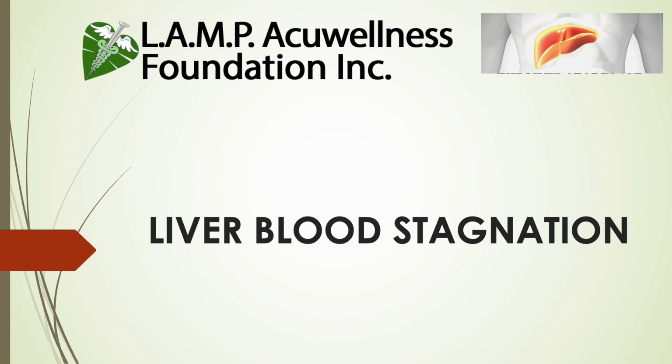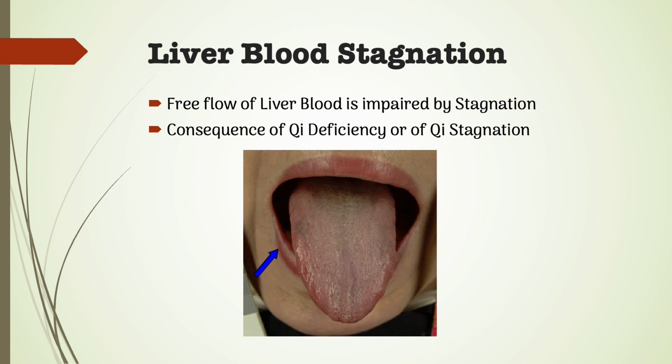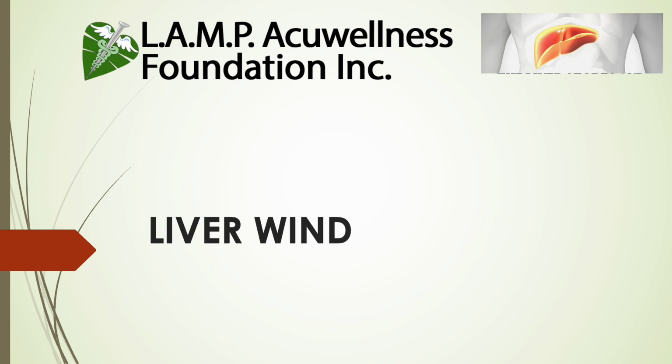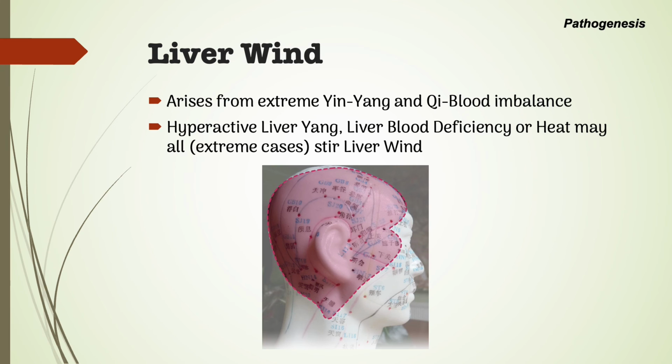Liver blood stagnation. Free flow of liver blood is impaired by stagnation. It is the consequence of qi deficiency or of qi stagnation. Cardinal symptoms: feeling of oppression in the abdomen, dysmenorrhea, dark clotted menstrual blood, stabbing local fixed pain in the hypochondrium, and distended sublinguals.